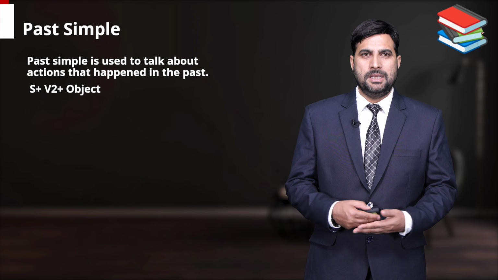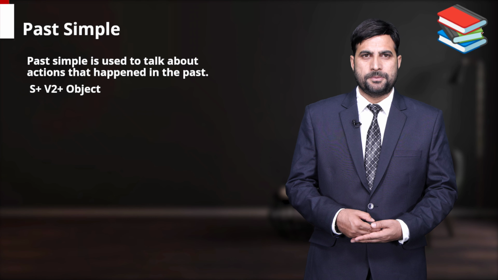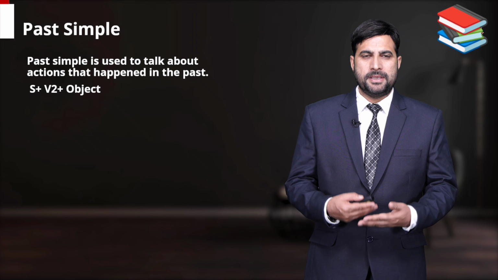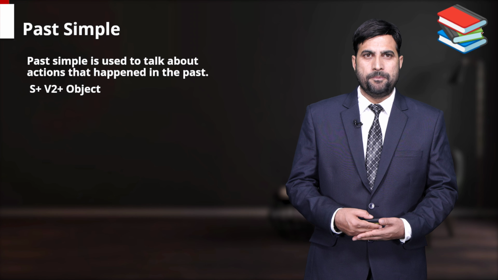What is past simple? Past simple is used to talk about actions that happened in the past. For example, the formula is subject plus V2 plus object. The difference between present simple and past simple is in present simple we use first form of the verb, which is called a present form. But here in past simple we use second form of the verb.